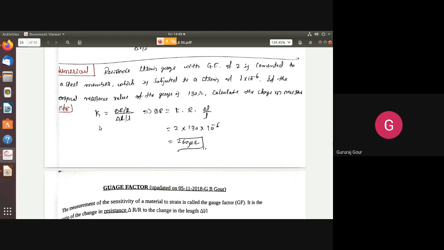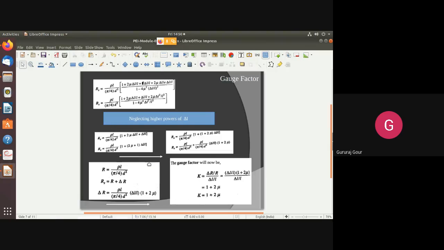Next, we can make use of this formula and resolve it for finding the change in resistance, because he is asking you to find the change in resistance. So delta R is equal to K, the delta L by L will go to that side, multiplied into R, because it is divided by R, it will also go to the other side. Gauge factor K is given, 2, we can substitute. R is given, original resistance 130 ohm. So delta L by L, that is the strain, is given as 10 to the power minus 6. So we will get the change in resistance as 260 micro ohm. That is very small.